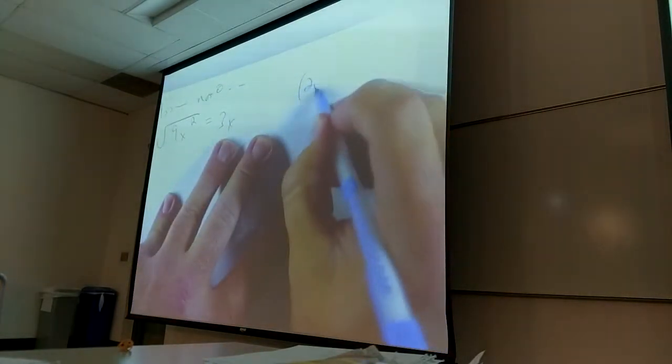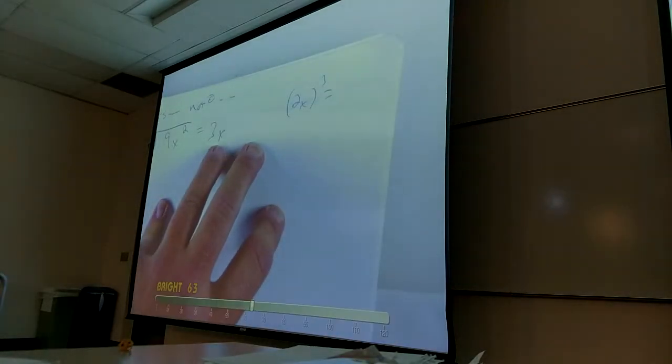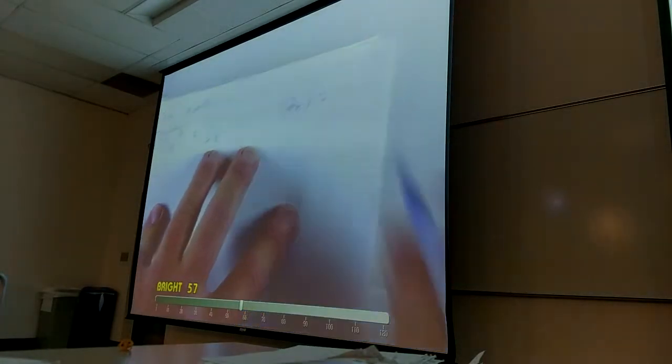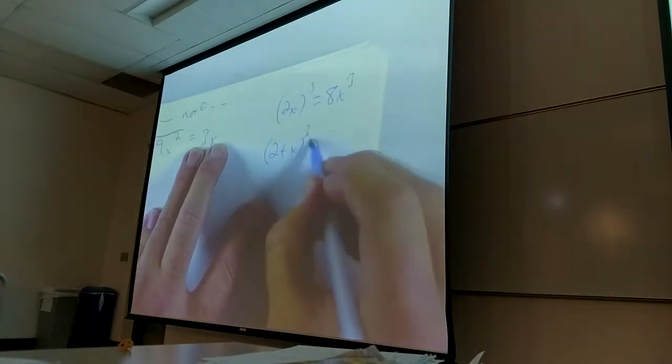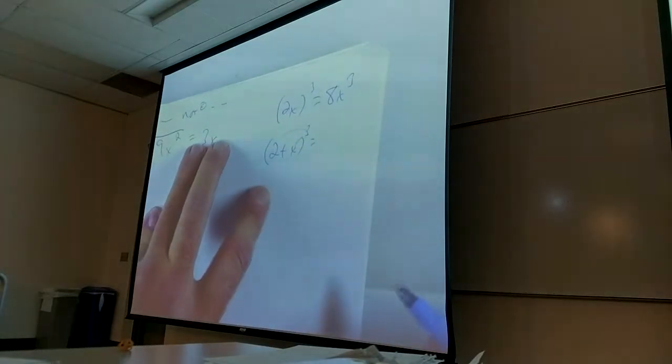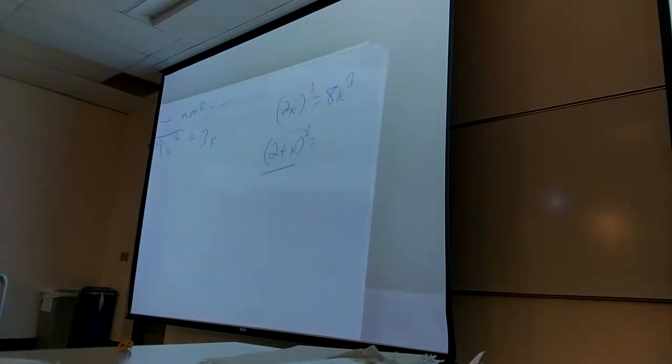Well, I can do 2x cubed, right? What's 2x cubed? 8x cubed. That's amazing. But I cannot do 2 plus x cubed as easily. I can't just say it's 8 plus x cubed. What would I have to do here? I'd have to write 2 plus x, 2 plus x, 2 plus x, and then you get this big mess. You're with me at this point, right? You guys with me?